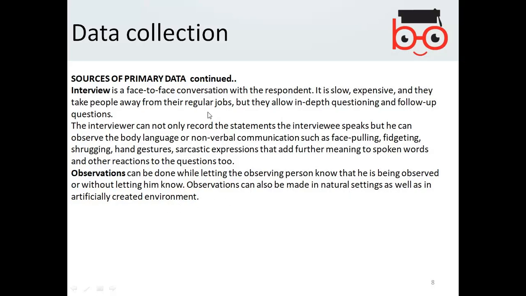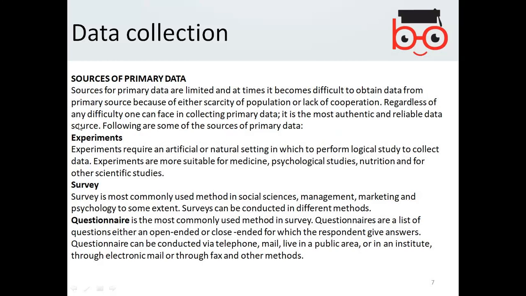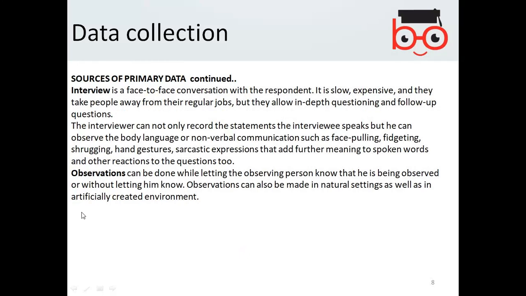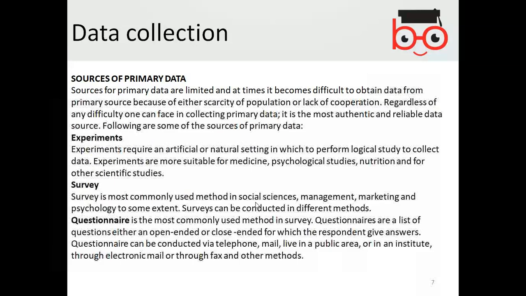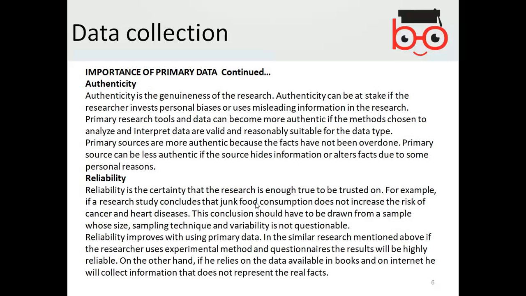So overall, you can get the primary data through experiments, if it is scientific research, and through surveys using questionnaires, interviews, and observations. There are some more sources as well that we have already discussed in learning outcome 1. So overall, it was about the primary data and its uses and its importance.